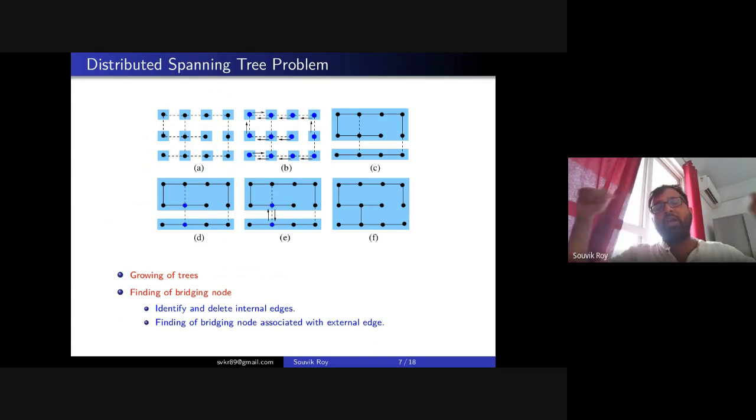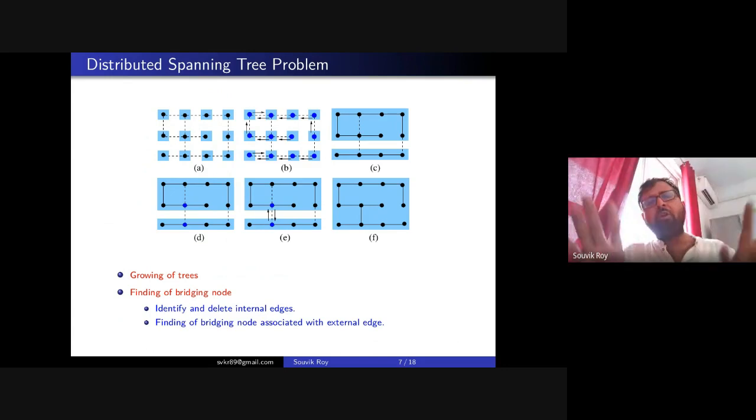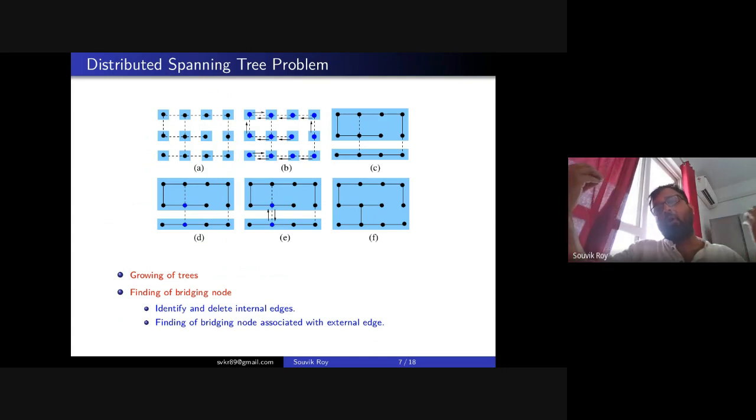We grow each and every node initially following specific priorities. Suppose left first: if there is a left node, it will be first, then up, then right. So that's the priority for growing the trees. After growing the trees, we create small spanning trees, parts of the whole. Now the task is identifying the bridging nodes to connect this small forest.